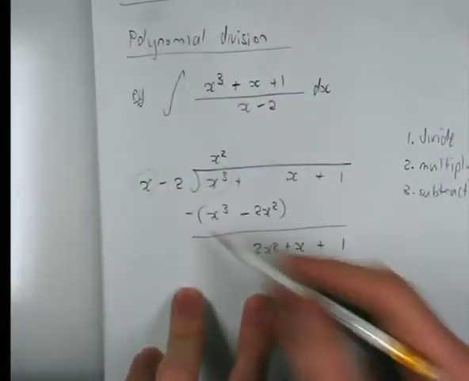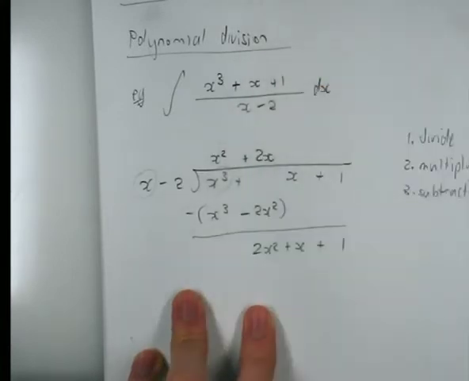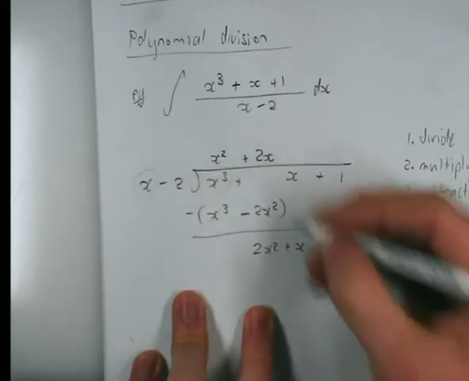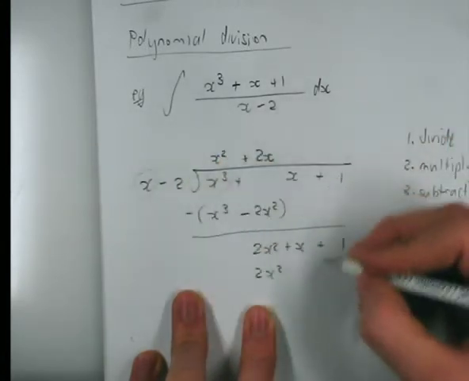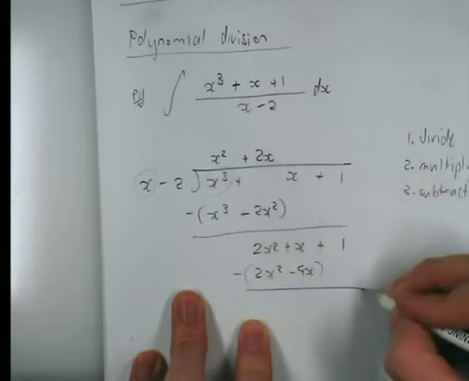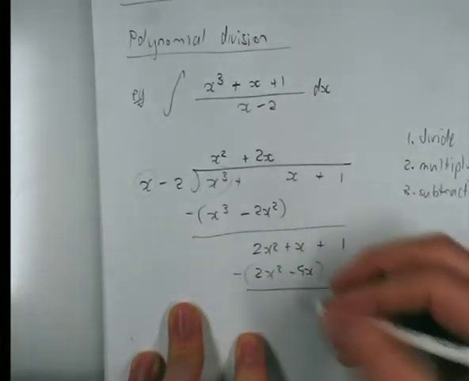So the 2x squared divided by the x is 2x. So I've done the divide. Now the multiply, 2x times x minus 2, so the 2x times the x is 2x squared. The 2x times the minus 2 is minus 4x. And now I subtract. 2x squared minus 2x squared is 0. X minus minus 4x is 5x.